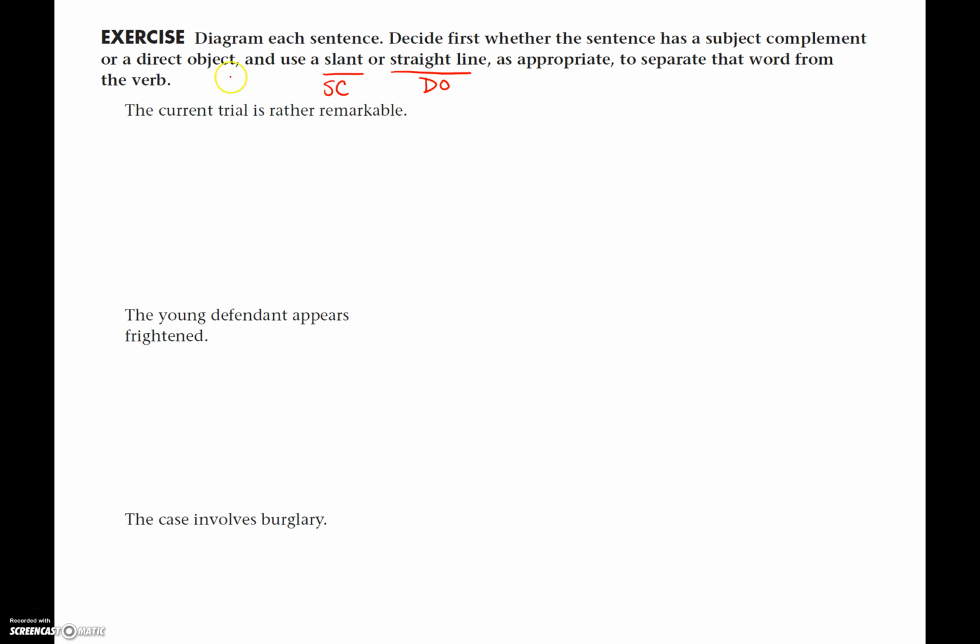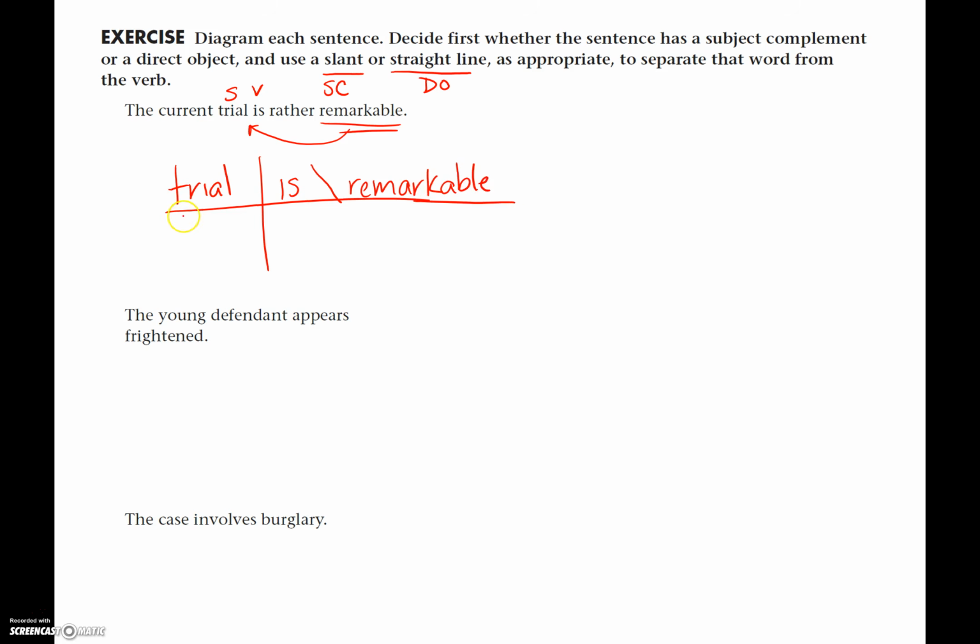All right, in the first one, you have the trial is remarkable. So that's our subject, verb. And remarkable is describing the trial, so that means it's a complement. Then everything else is going to come underneath. So the trial and current trial are on the subject side, and rather is telling us how remarkable it is. That's an adverb in the sentence, so we're going to put it underneath remarkable.